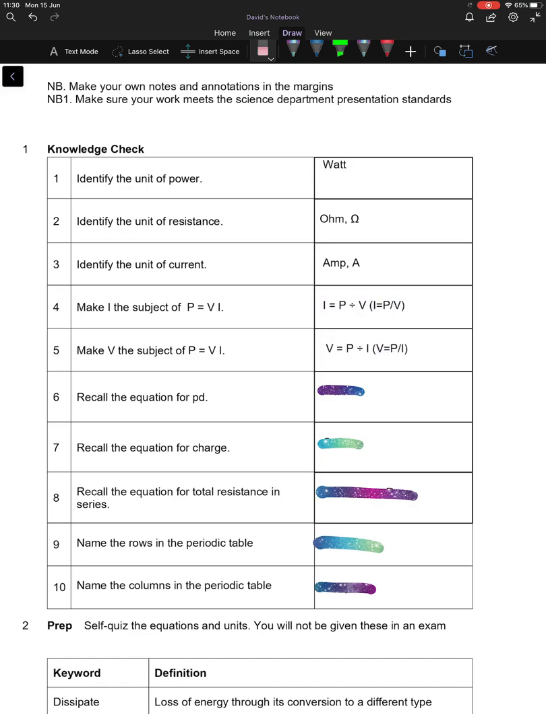Power is in watts, resistance in ohms, current is in amps. I equals P divided by V. V equals P divided by I. Equation for potential difference is V equals IR. Equation for charge, Q equals IT, current times time. Equation for total resistance, R1 plus R2.